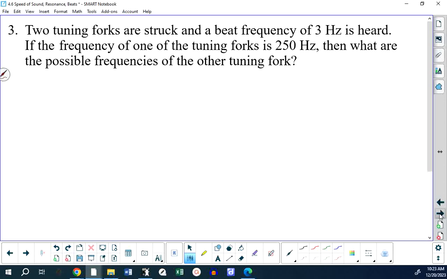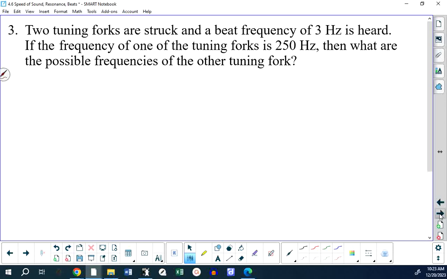This is most likely the question I would ask you on an exam. 2 tuning forks are struck and a beat frequency of 3 hertz is heard. If the frequency of the tuning fork is 250 hertz, what's the frequency of the other tuning fork? What could the frequency of the other tuning fork be? Well, there's a beat frequency of 3 hertz, which means they have a difference of 3. So if the one tuning fork is 250, the other could be 253 or 247.